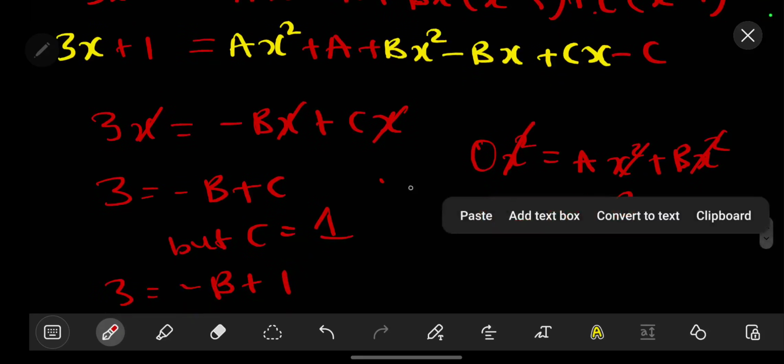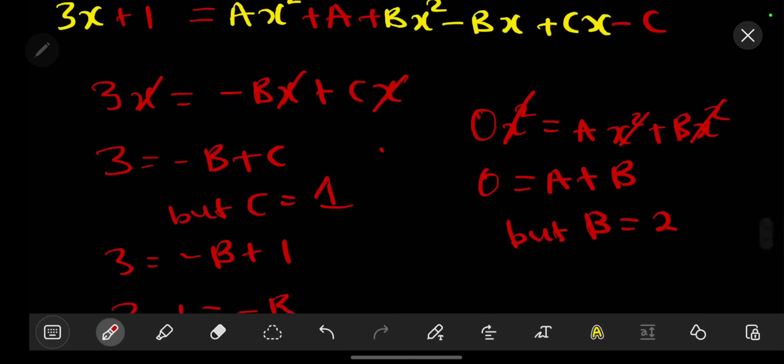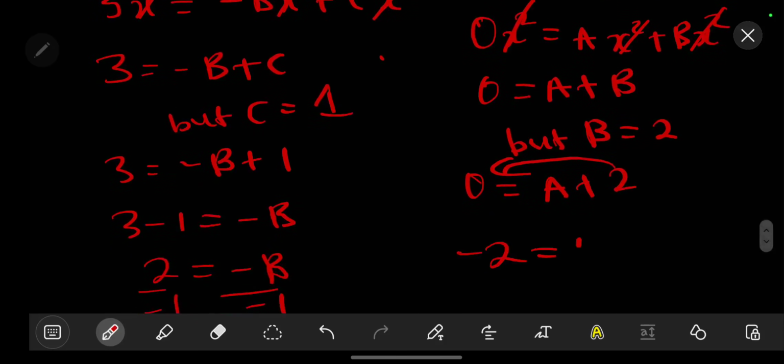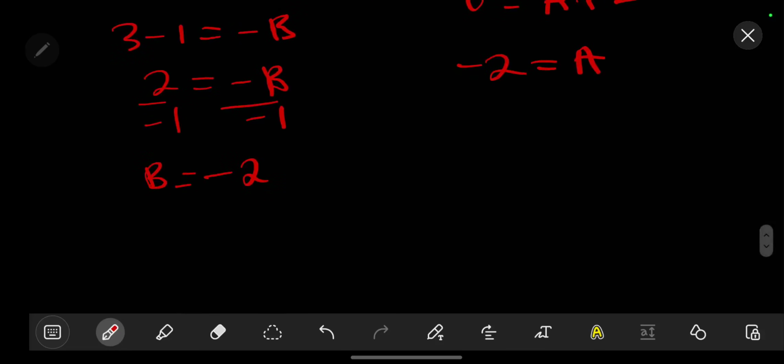Then we know that b is equal to 2, so we have 0 should be equal to a plus 2. Taking the 2 to the other side, it will be negative 2 should be equal to a. So we have found the same answer using that. We have found our a value to be 2, our b value to be negative 2, then our c value is equal to positive 1.